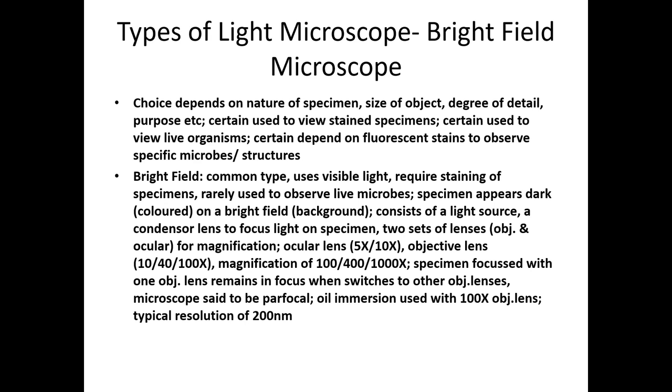Now, what are the magnification powers of these lenses? Ocular lens can be either 5x or 10x, whereas objective lens can be 10x, 40x and 100x. About 100x, we had discussed yesterday, that is nothing but oil immersion objective lens. We are using immersion oil together with the 100x objective lens in order to get a higher magnification.